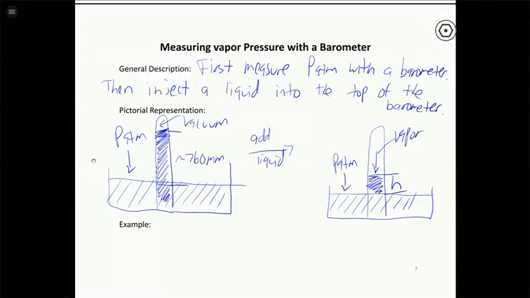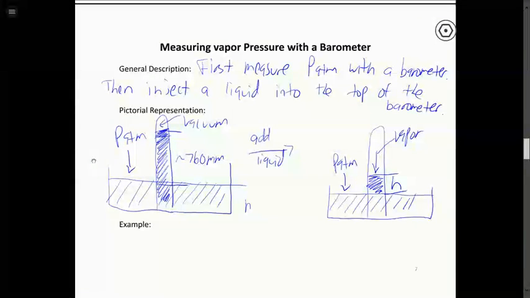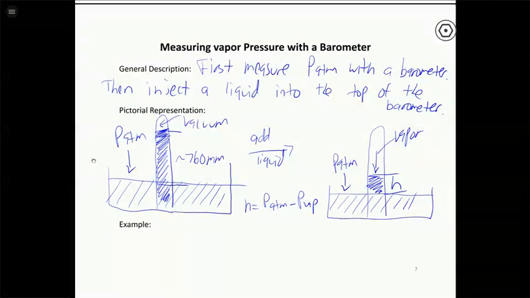And then this height value, h, is going to be equal to the atmospheric pressure minus the vapor pressure. So that's the difference between the atmospheric and the vapor pressure. In this case, the atmospheric pressure is a little bit higher, which it is for any liquid below its boiling point. So atmospheric pressure is pushing down and forcing the mercury up. The vapor is pushing in the opposite direction, and the difference between those two pressures is going to be equal to the height of your column. And that's how we calculate atmospheric pressure.